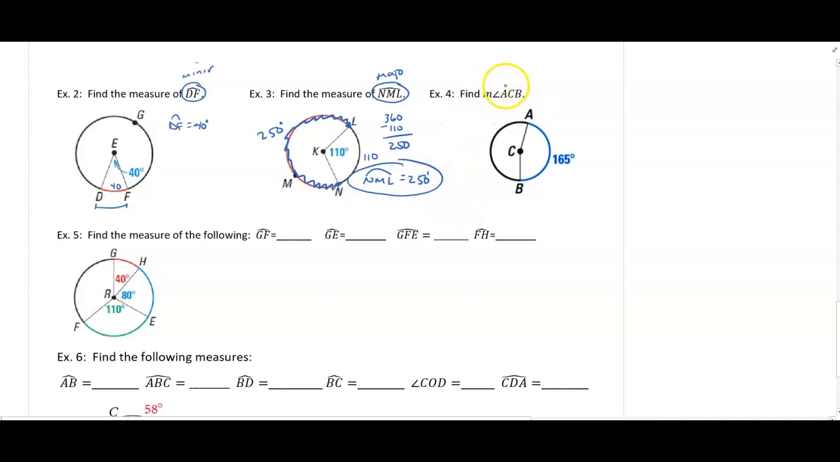Example 4, if I had to find the measure of angle ACB, that's this angle here. Well, if that arc is 165, that central angle is 165, and we are done. Okay.